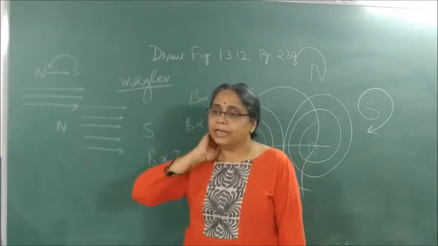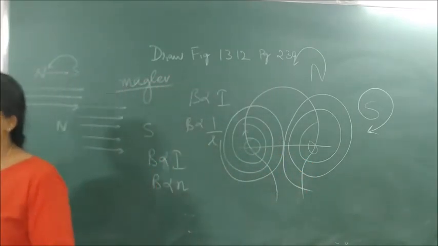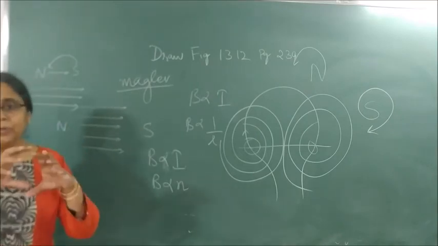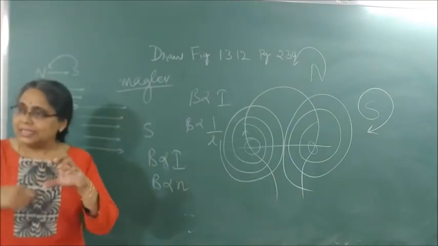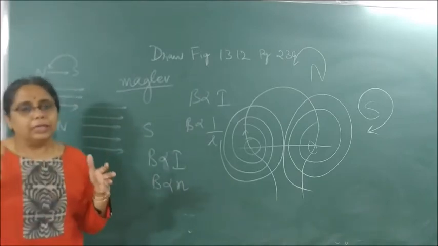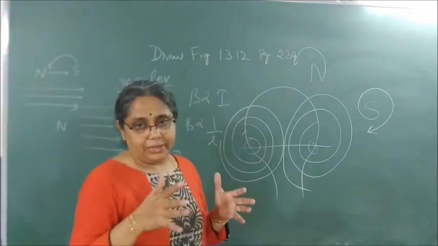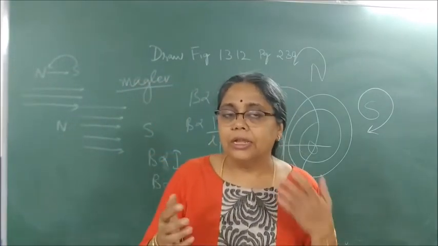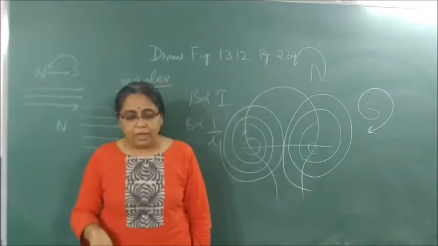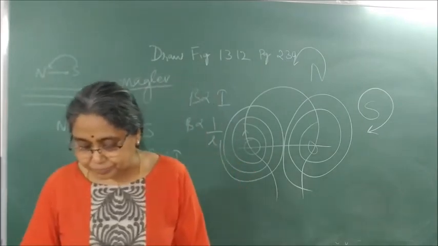Okay, so maglev trains are also running on the basic principle of what? Electromagnetism. So what is electromagnetism? Keep a soft iron core inside a solenoid and pass electric current through it. As long as the electric current flows, it behaves like a magnet. When it stops, it again starts behaving like a soft iron core. Fine.